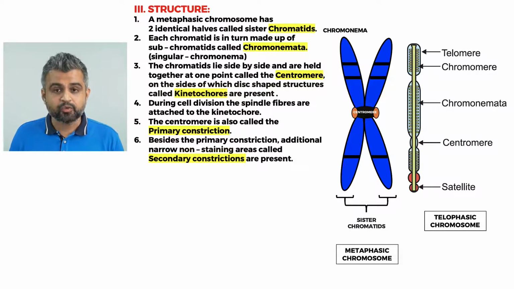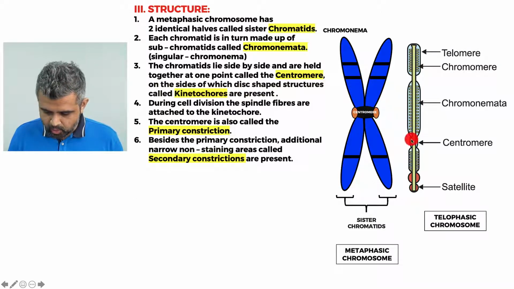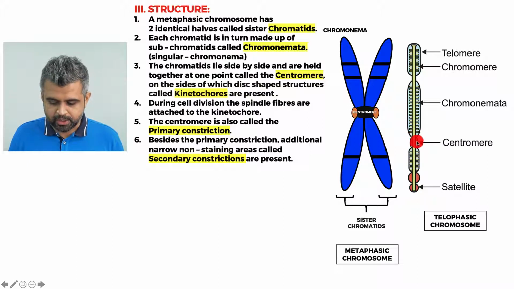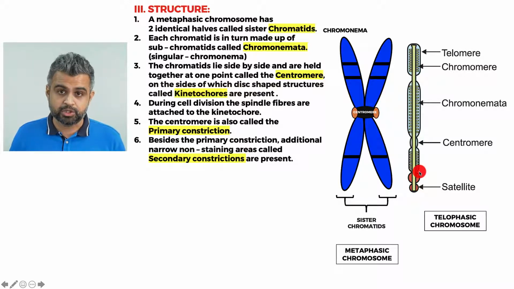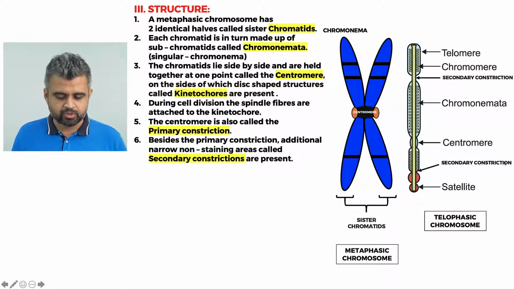So if you see the telophasic chromosome on your screen right now, what you see here is the main constriction. You can see that it's the biggest constriction on this chromosome. So this is called the primary constriction or the centromere, whereas this one here, and to a certain extent this one here, are called secondary constrictions. So primary and secondary constrictions.